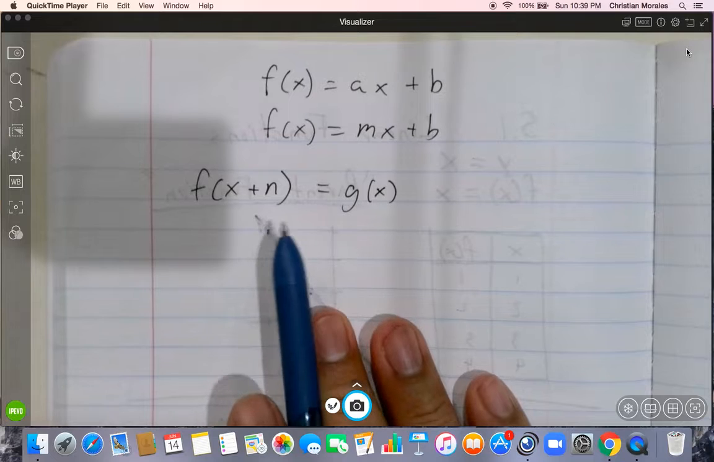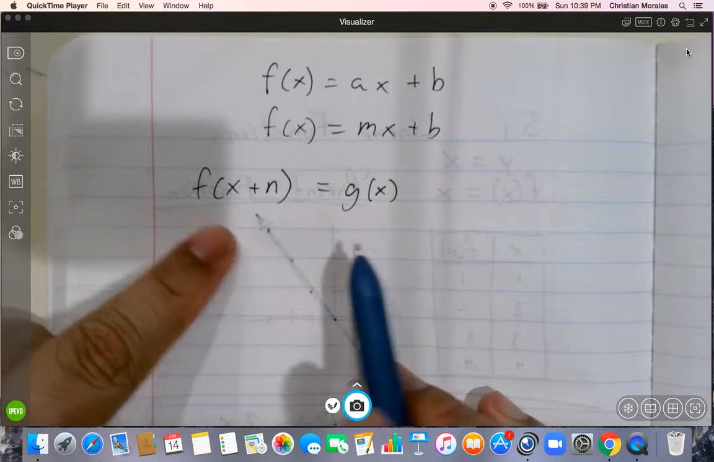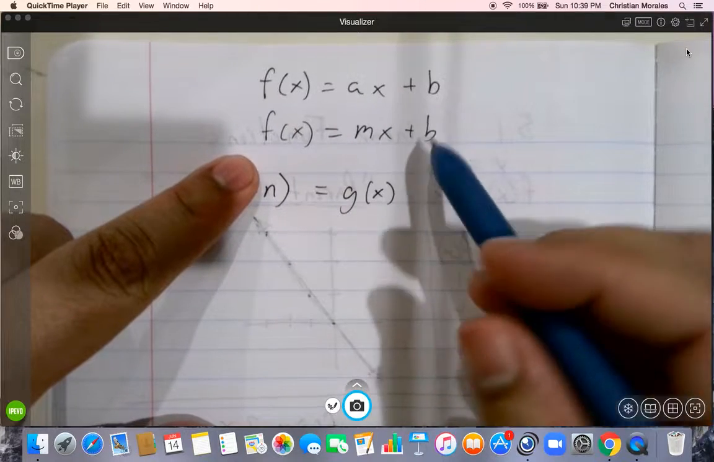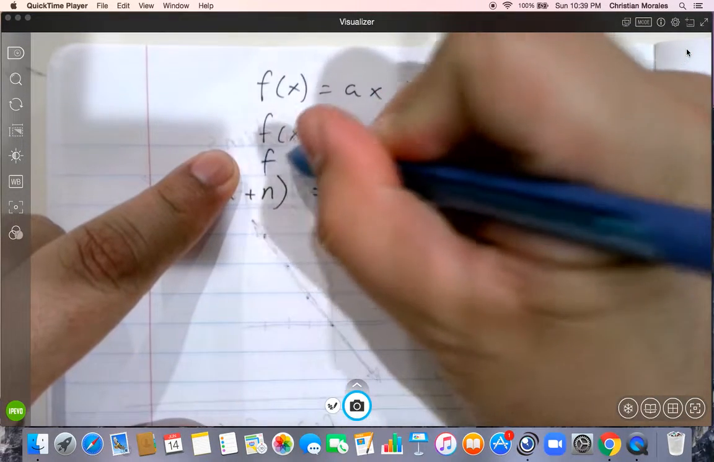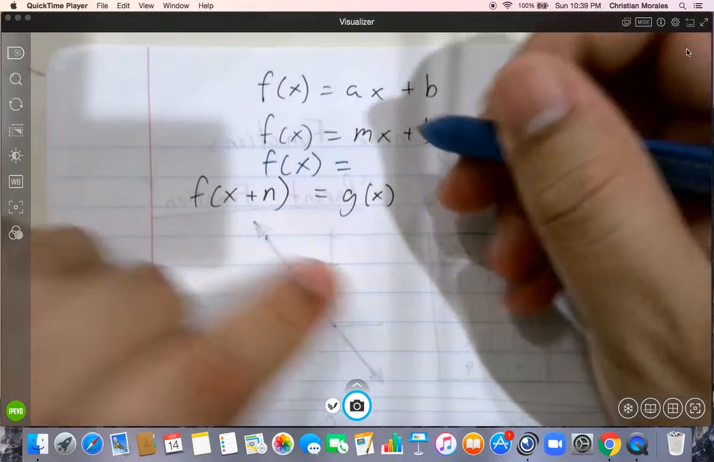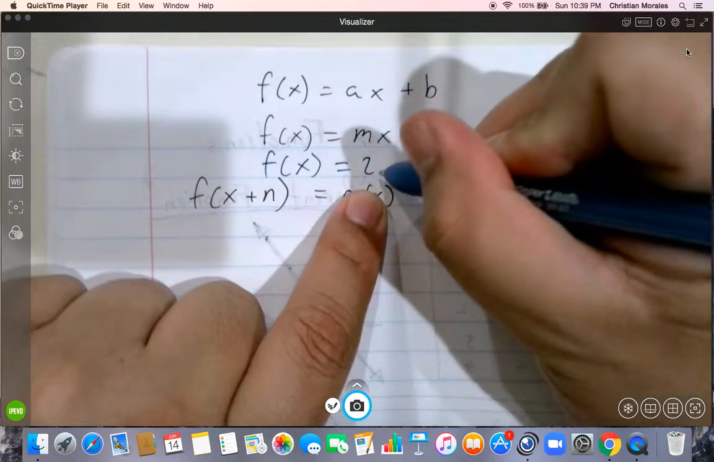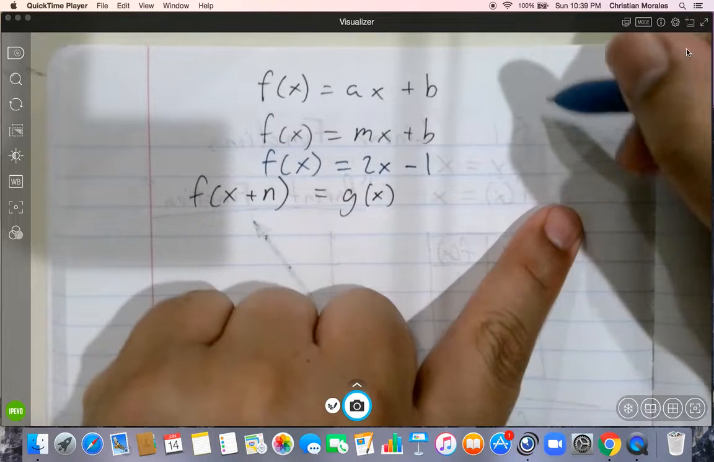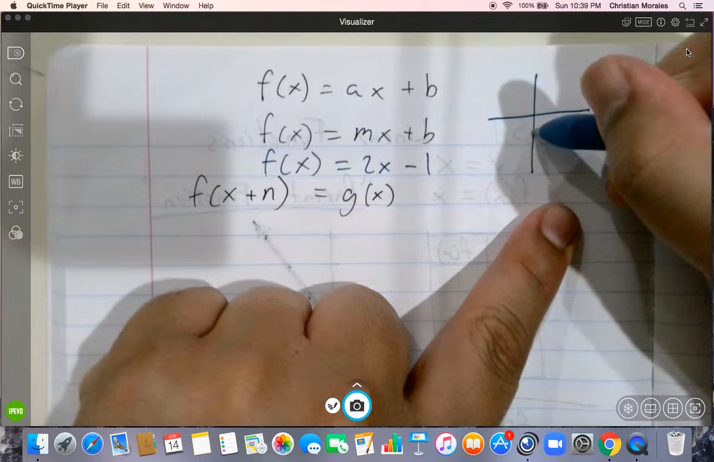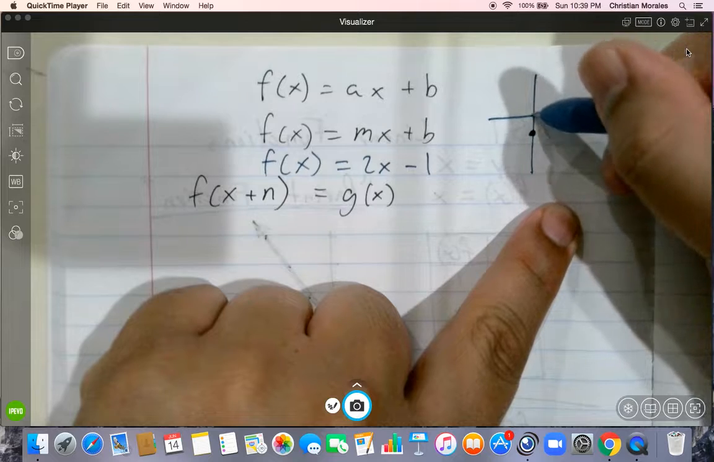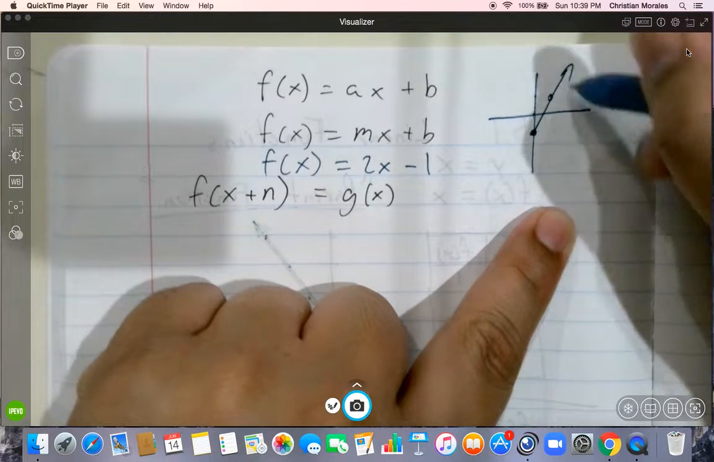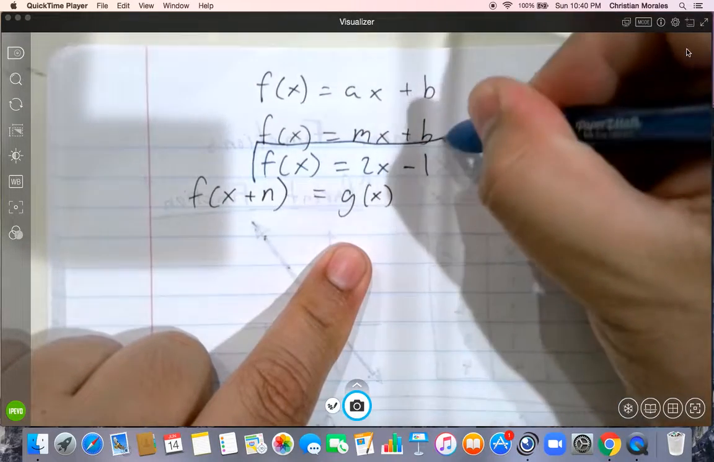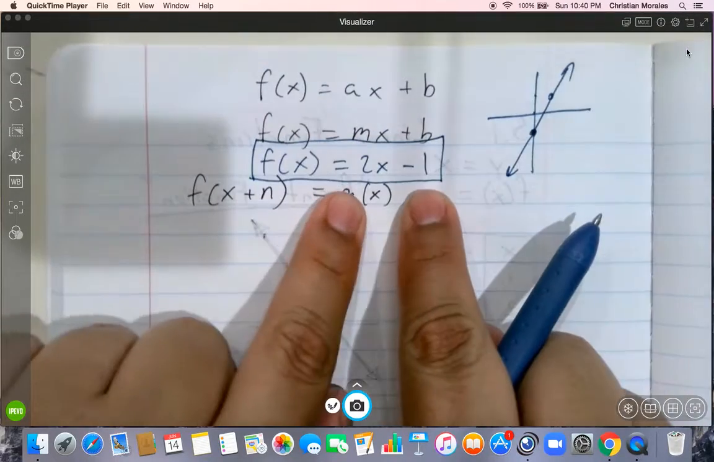So let's give you an example. Let's say they want to take a function, and let's make up a function here. Keep it simple. Let's just say it's 2x minus 1. Now if you graph that, it starts at negative 1 and goes up 2 over 1. Your line looks like this. Okay, that's the function.